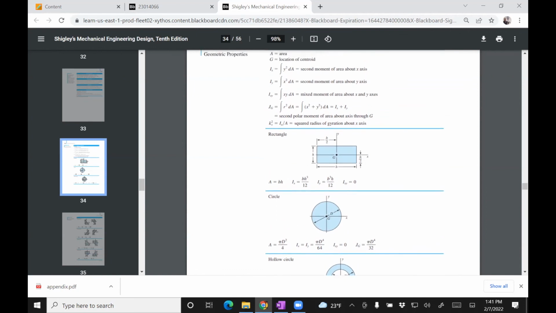So this is applying a moment this way. If you turn it and apply it this way, then your x becomes y, and then you use the other formula. So you could keep it like this and apply this moment, or you could keep it the same way and apply the moment the other way.